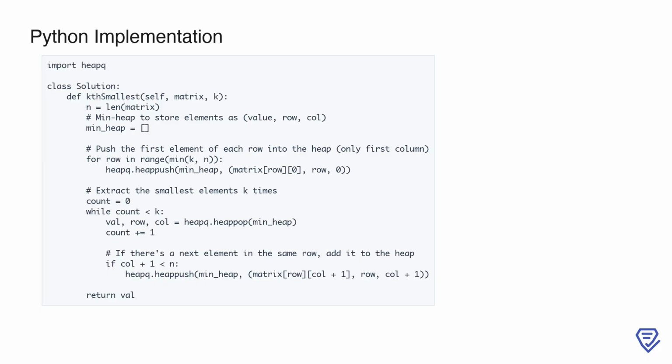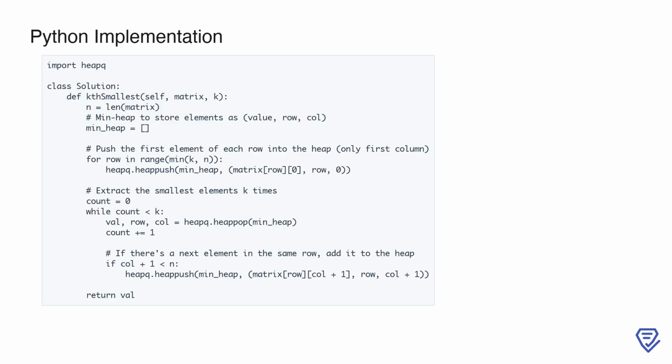3. Initialize the min-heap. We create an empty min-heap, min_heap, and populate it with the first element of each row. Since the matrix is sorted row-wise, we only need the first column initially. We push elements as tuples, (value, row, col), to track their position in the matrix. 4. Heap operations to find kth smallest. We repeatedly extract the smallest element from the heap, using heapq.heappop, until we have extracted k elements. Each time we pop an element, we check if there is a next element in the same row. If so, we push it into the heap to maintain our sorted order.